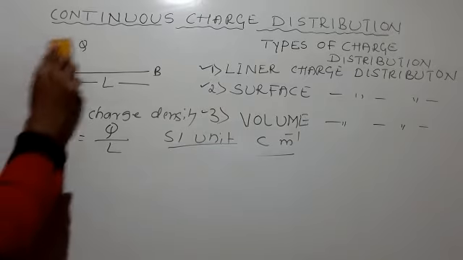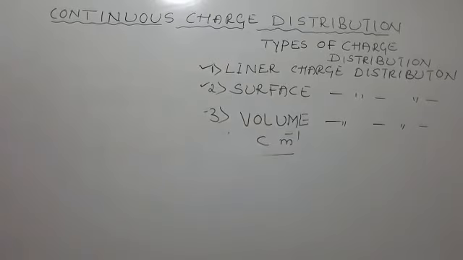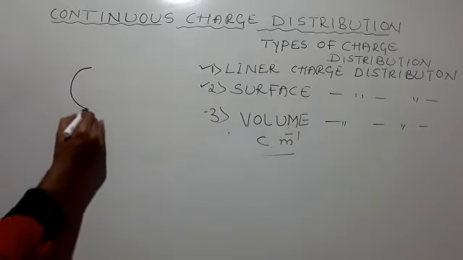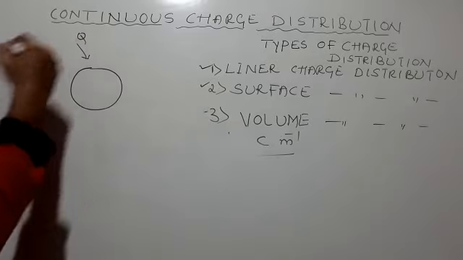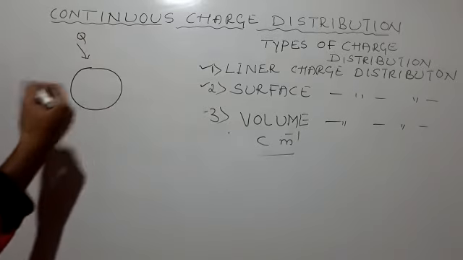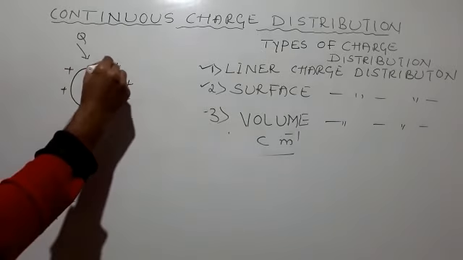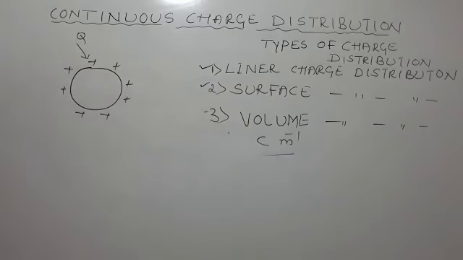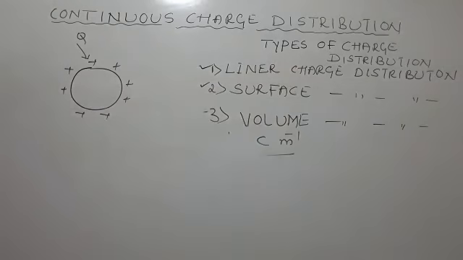Similarly, if I go with the second one, that is the surface charge density. Say for example, if I consider a sphere like this, and if you give the charge Q to this metallic sphere, then all the charges are continuously distributed over the surface of the sphere. Therefore, such a distribution is called the surface charge distribution.